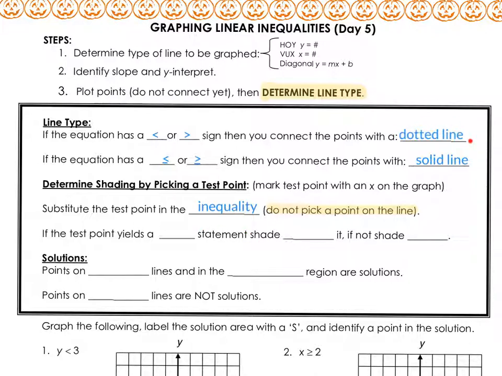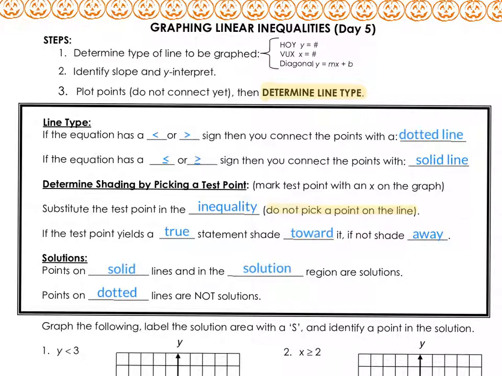If it's a dotted line, any point that is on the line will not be included. If it's a solid line, any point on the line will be included, but it won't help us know if we're going to shade above or below the line. So if the test point yields a true statement, then we're going to shade towards it. And if it doesn't, then we're going to shade away, or the opposite side of the line. So remember that solutions on solid lines are in the solution region, which means that they are solutions. But points on dotted lines are not in the solution.